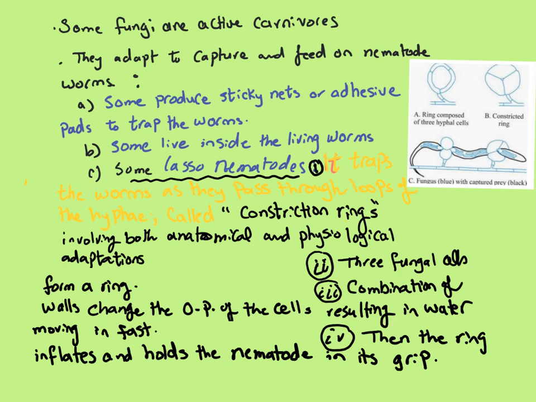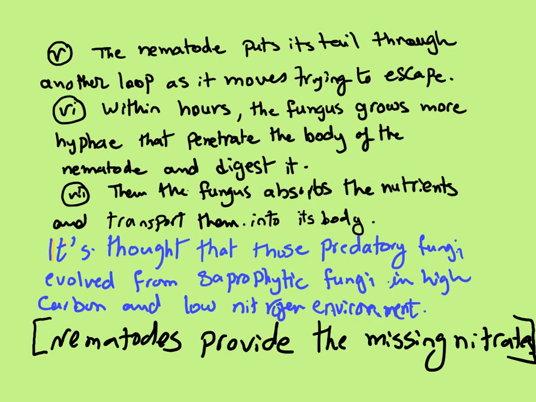So water is going to get inside the cells, inside the ring, making the ring more inflated. So the ring will inflate and hold the nematode in its grip. Then the nematode pulls its tail through another loop as it moves, trying to escape. So in this way, the nematode will be kept inside 2 loops, each of them has a constricted ring, which is made of 3 hyphal cells. Within hours, the fungus grows more hyphae, penetrates the body of the nematode and digests it. Then the fungus absorbs the nutrients and transports them into its body.